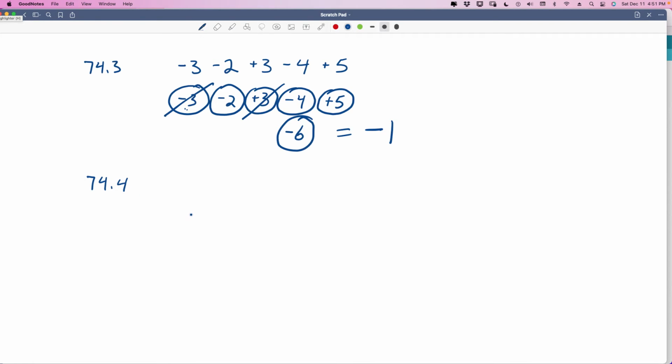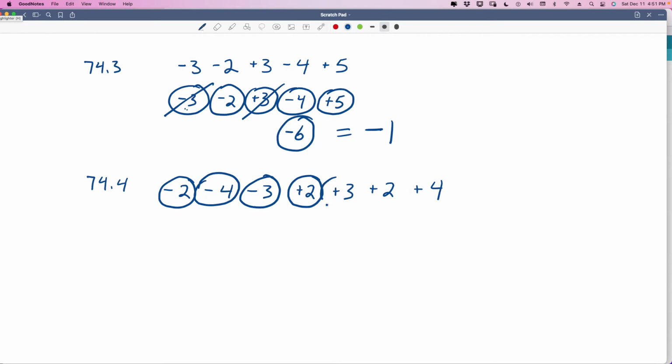74.4. And we have negative 2 minus 4 minus 3 plus 2 plus 3 plus 2 plus 4. So the thing I like to do is circle the numbers, put the sign with the number, right? And there's going to come a point when you don't have to circle these anymore, when you can just see it in your head how they go together, right?